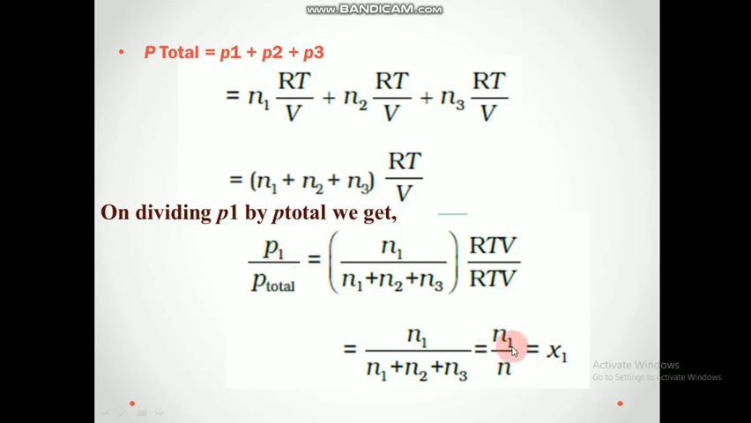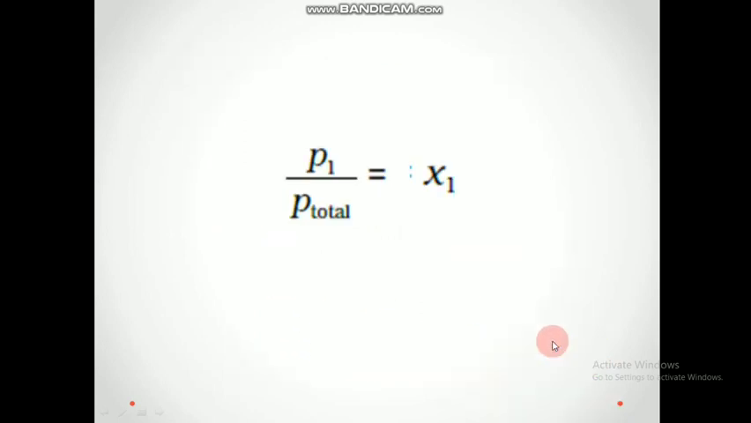So one component divided by total gives us X1. X1 is the mole fraction. So N is equal to the sum of N1, N2 and N3. Hence, one of the components divided by the total gives us the mole fraction of P1. That's the relation between partial pressure and mole fraction which we derived here. And in this equation, one more thing we can find out. So P1 by P total is X1, right? P1 by P total is equal to X1.